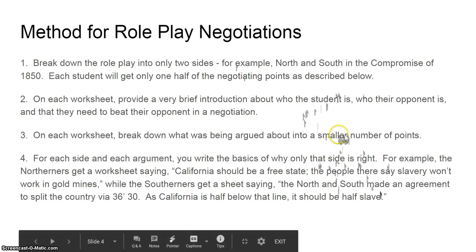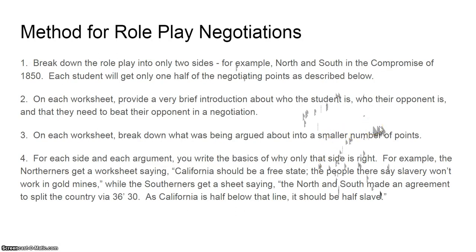Here's our method for role-play negotiations. First, you want to break down the role-play into only two sides. For example, the North and the South in the Compromise of 1850. Each student will only get one half of the negotiating points as described below. Each student is going to get a worksheet that's half of all the information, just their perspective only.